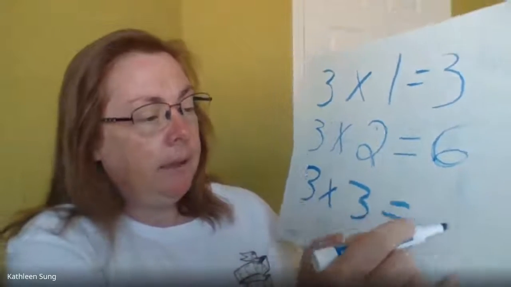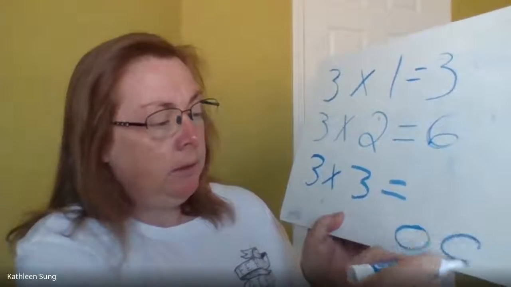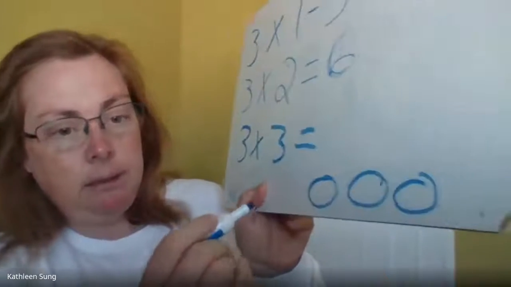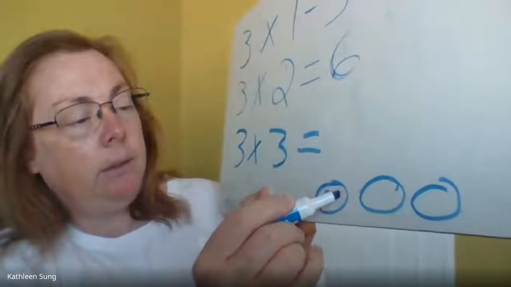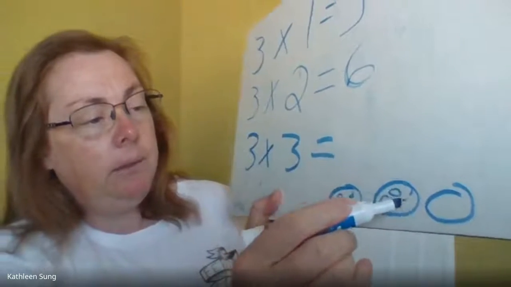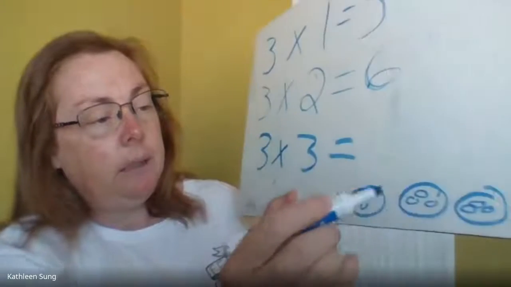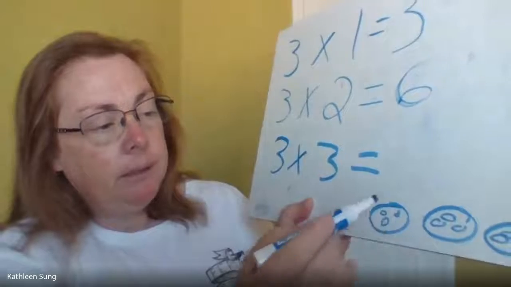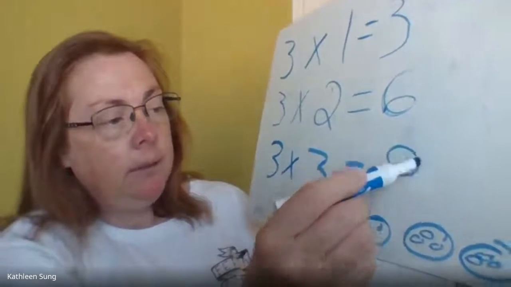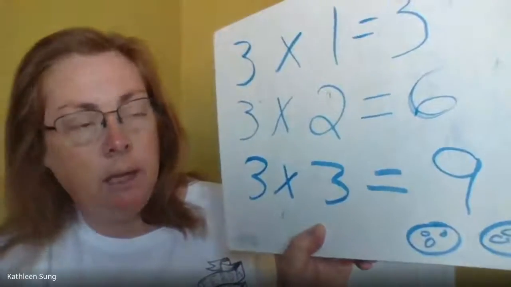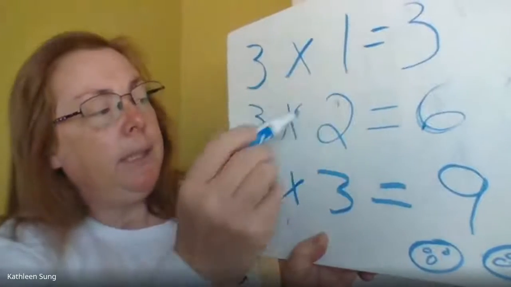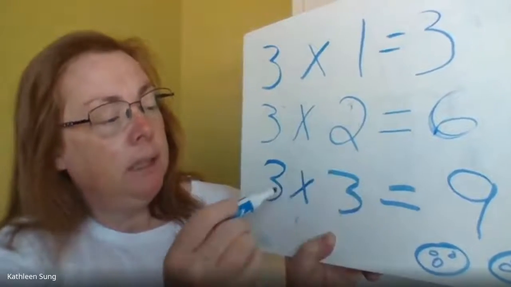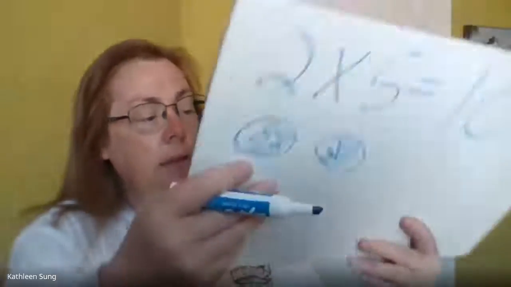If I have 3 plates, 1, 2, 3. I don't know if you can see. There we go. And I've got 1, 2, 3. 1, 2, 3. 1, 2, 3. And I can say 3 plus 3 plus 3. Or I can just say 3 times 3 is 3, 6, 9. 3 times 3 is 9. So 3 times 1 is 3. 3 times 2 is 6. 3 times 3 is 9.